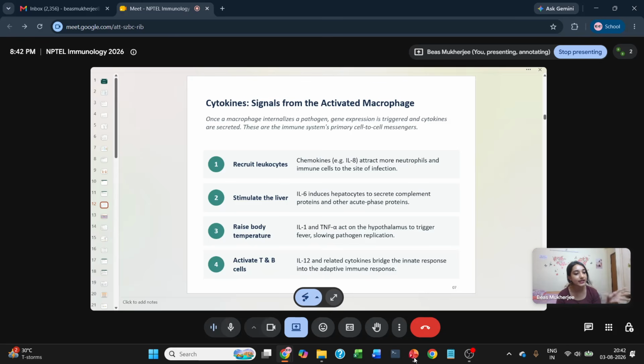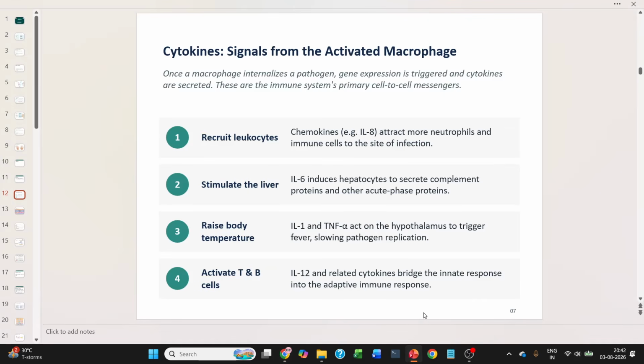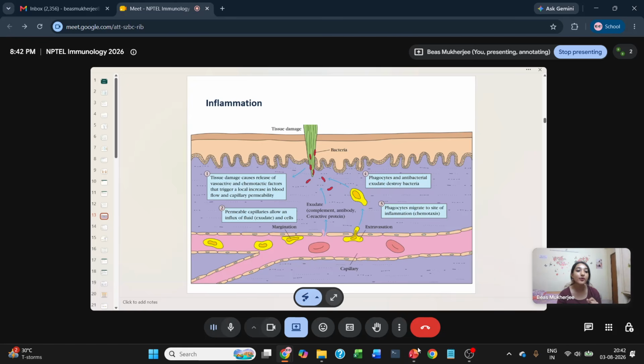We will talk about that in the upcoming slides. Right. So now inflammation. Remember from last class we had studied about the events of inflammation, but today we are going to look at it in a lot more detail.